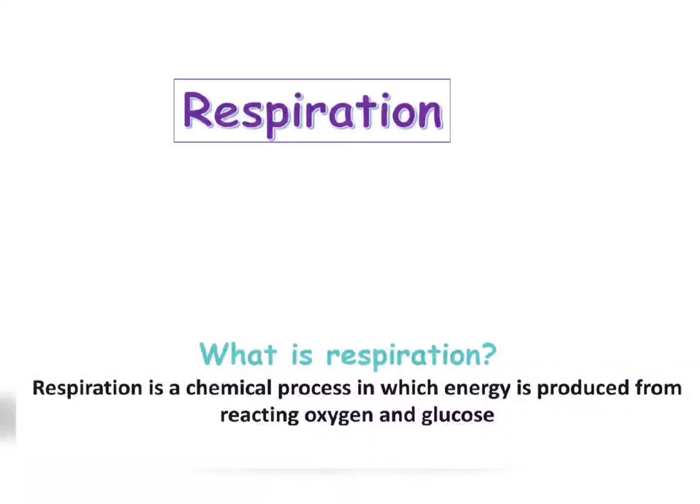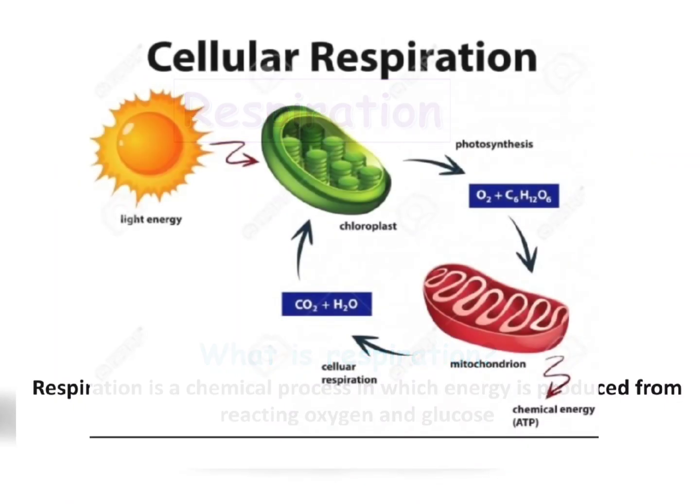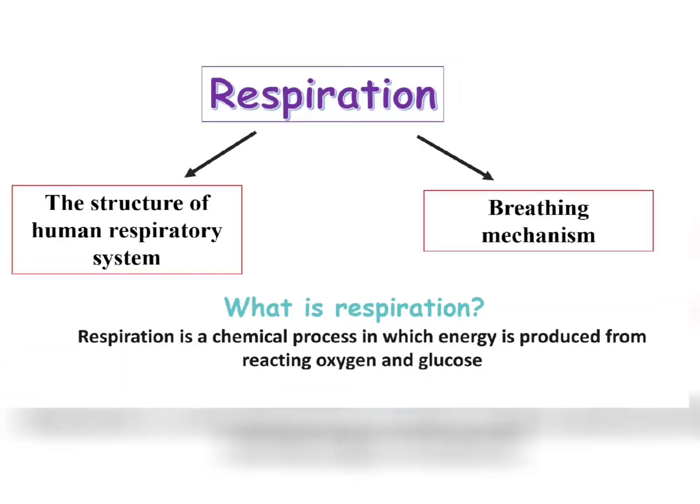Respiration is a chemical process in which energy is produced from breathing oxygen and glucose. This happens in the cells, so it is also called cellular respiration. In this video, we are going to discuss the structure of the human respiratory system and the breathing mechanism.